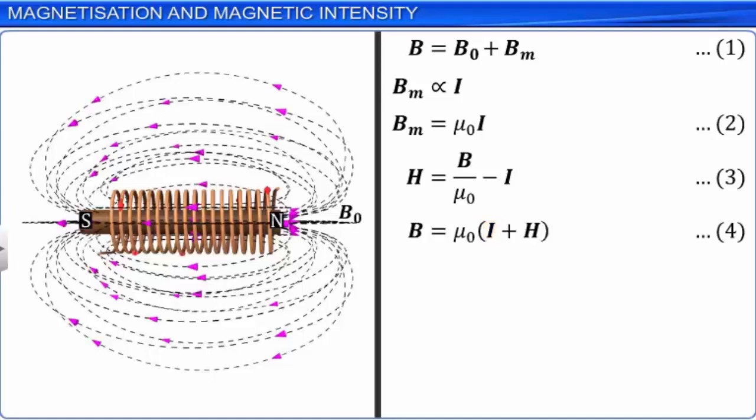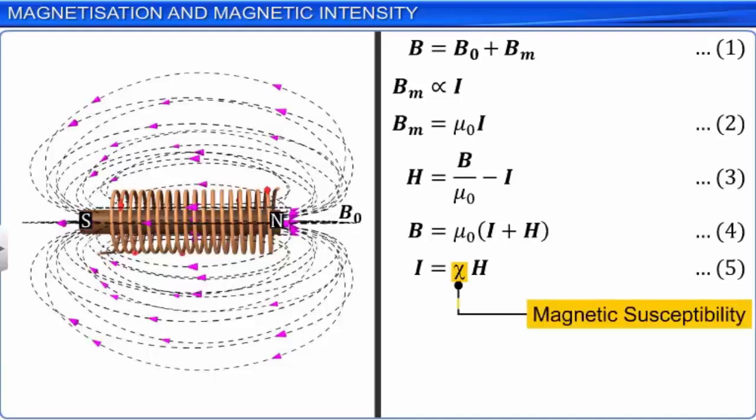Let this be equation 5, where chi is a dimensionless quantity called magnetic susceptibility. It depends on the nature of the material, which represents the degree of magnetization in response to an external magnetic field. The value of magnetic susceptibility is small and positive for paramagnetic materials. It is small and negative for diamagnetic materials.